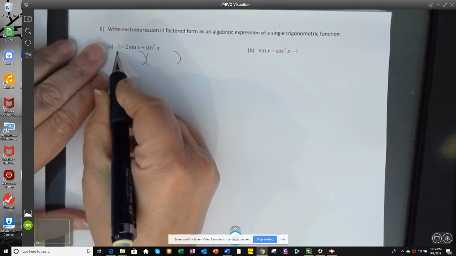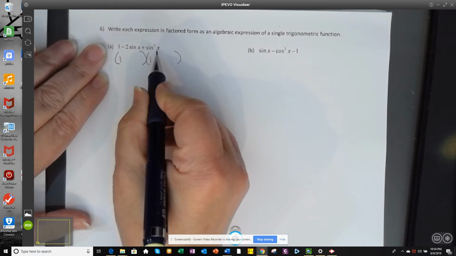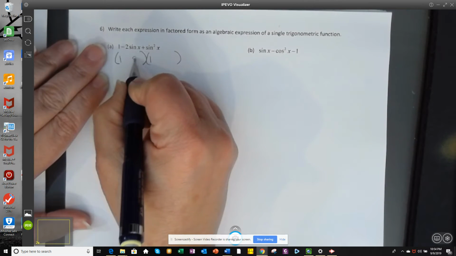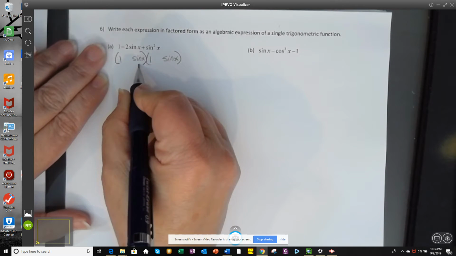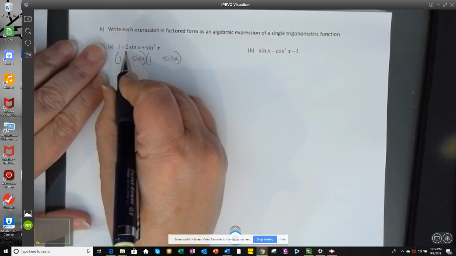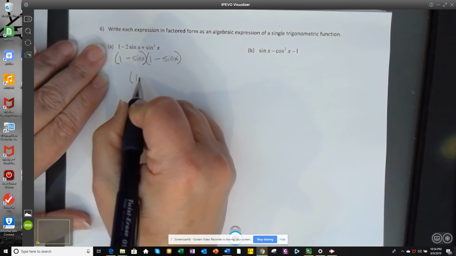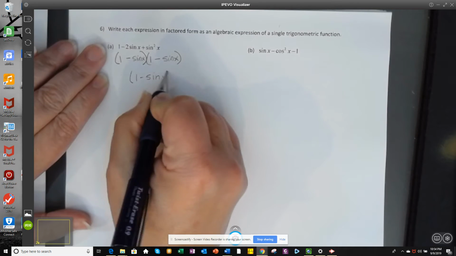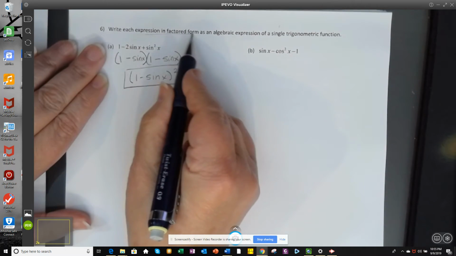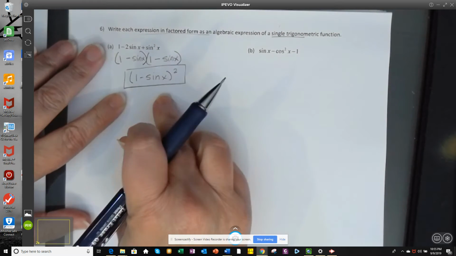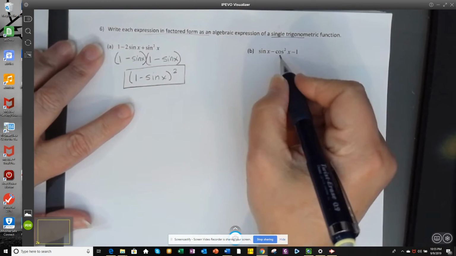Well, what are the factors of 1? Well, it's 1 and 1. And then what are the factors of sine squared x? Well, that's going to be sine x and sine x. And then my inner product and my outer product have to sum to -2, so both of these are negative. And I get 1 minus sine x quantity squared. And this is an expression in factored form in a single trig function. So that works.